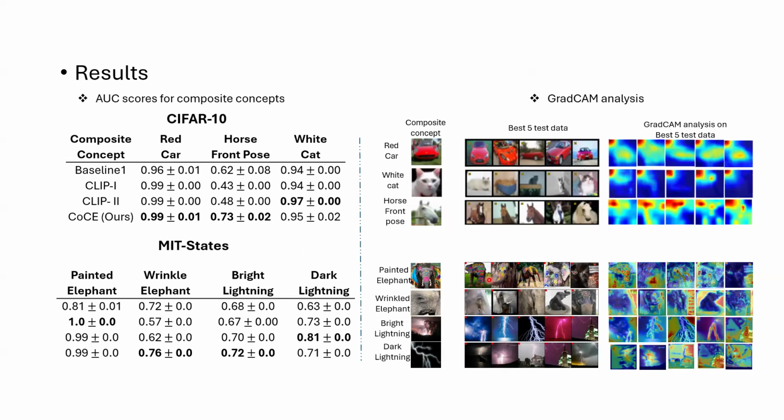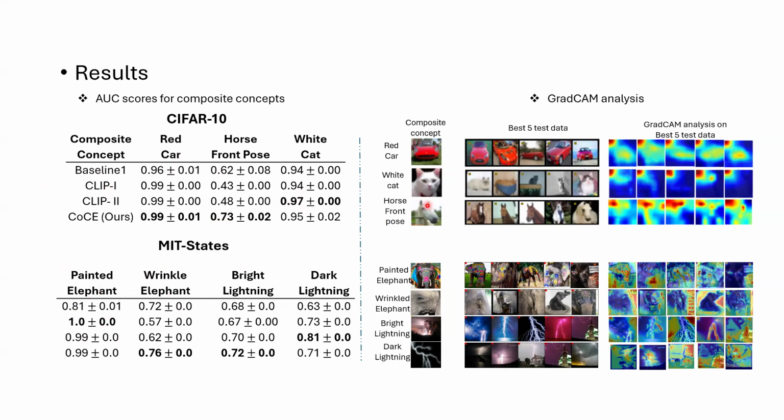The baselines we have used to compare COC's performance with: Baseline 1 is a very basic binary classifier that classifies only the composite class, and CLIP 1 and CLIP 2 are two versions of the CLIP model. CLIP 1 is queried with the adjective and the noun, and CLIP 2 is queried with only the adjective. As we can see in the two tables, we have 7 categories. In 4 of the categories, our performance is better than the other baselines. However, in the other 3 categories, our performance is comparable with the baselines.